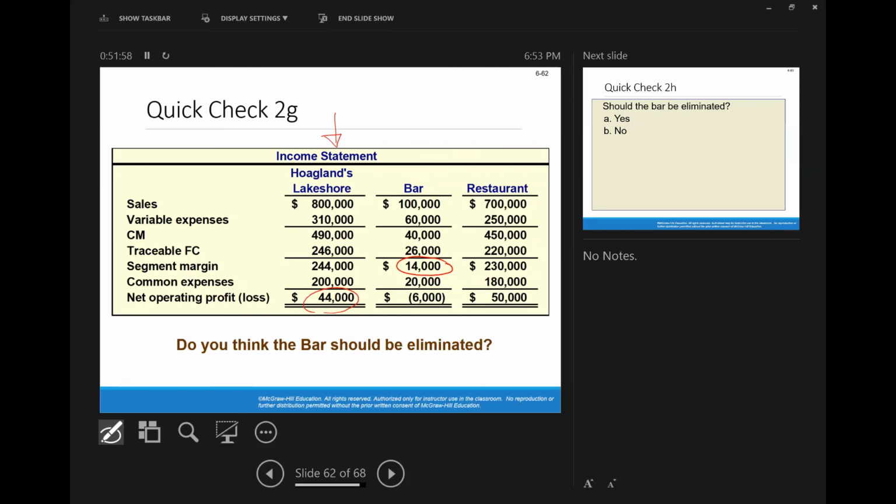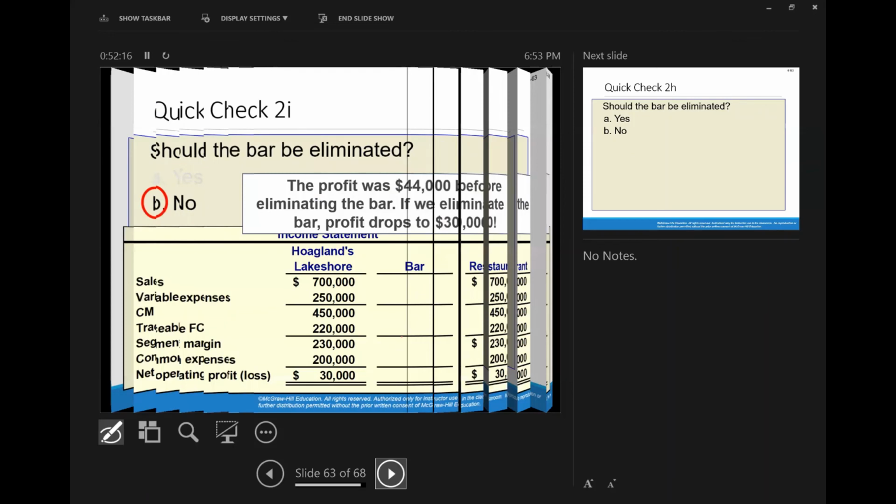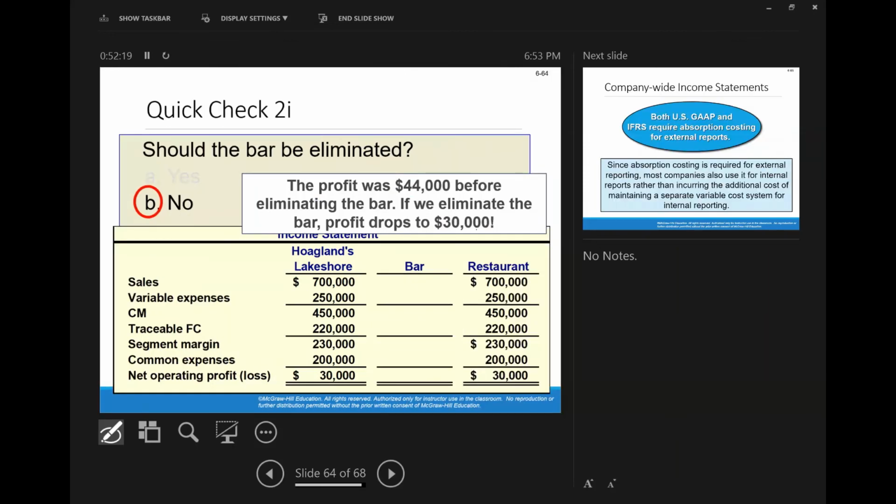So if we had to eliminate the bar, we're not eliminating anything with this 200,000, that's staying the same. So we have to take our profits out of that, which is 30,000. So we reduce it down to 30,000. Let me see if that's what it said. If we eliminate the bar, profit drops to 30,000. So that's right.